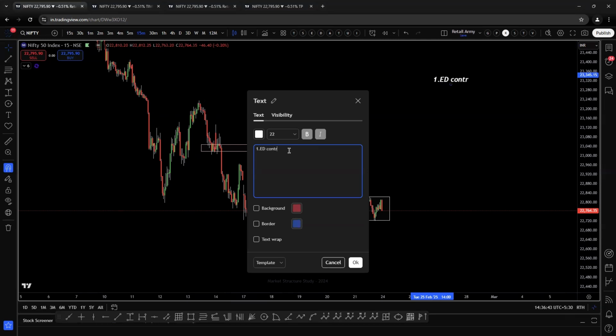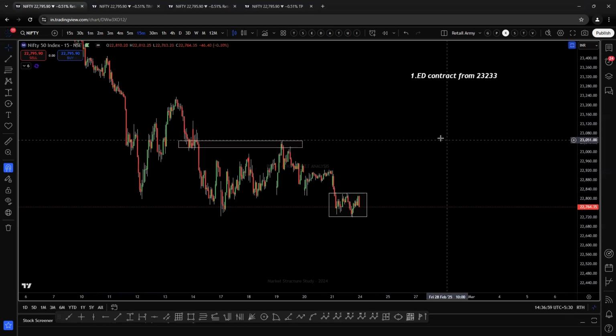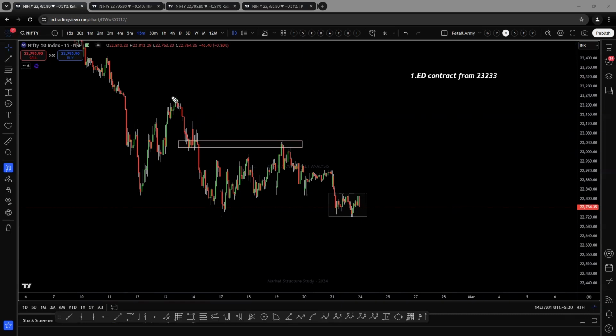ED contracting from the high of 23,233. From 23,233, yeah, this is much easier. So this is the first scenario, which is still playing out. From this high, this is a clear-cut three-wave pattern.